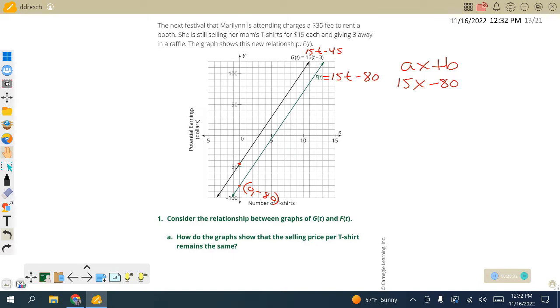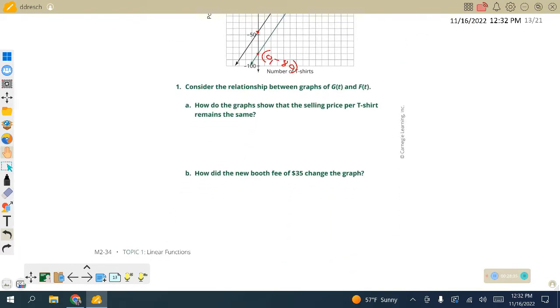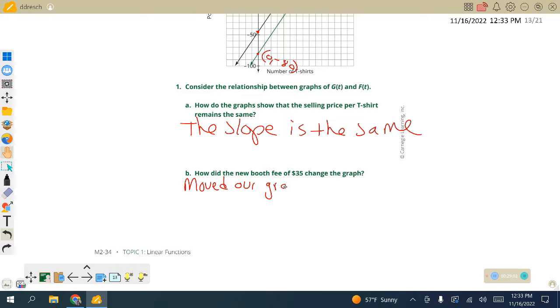Let's go ahead and talk about the same stuff we've been talking about. The graphs: how do the graphs show that the selling price per t-shirt remains the same? The slope. Did the slope change? The slope is the same. That line is increasing the same amount. So what did the new booth fee do here? It took our graph and moved it down. We're not at negative 45, we're down at negative 80, so it moved our graph down that $35.